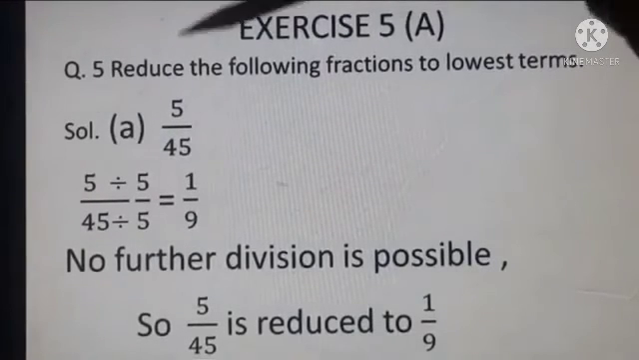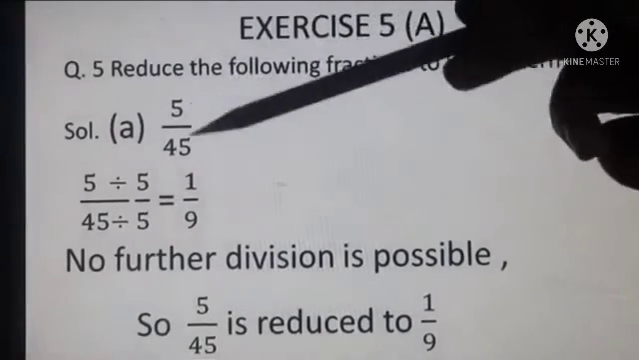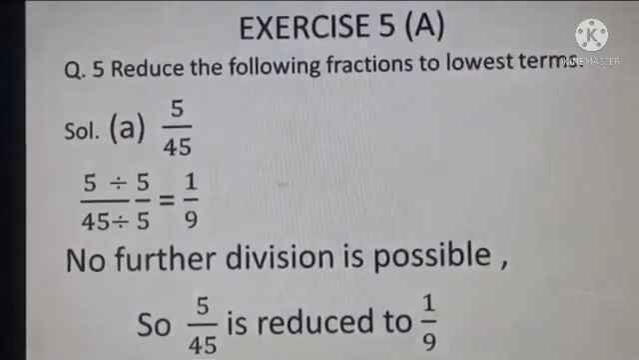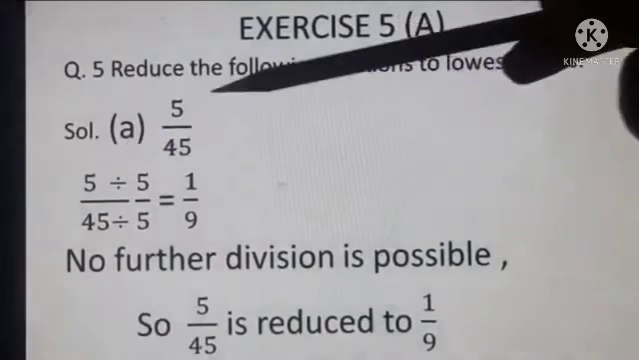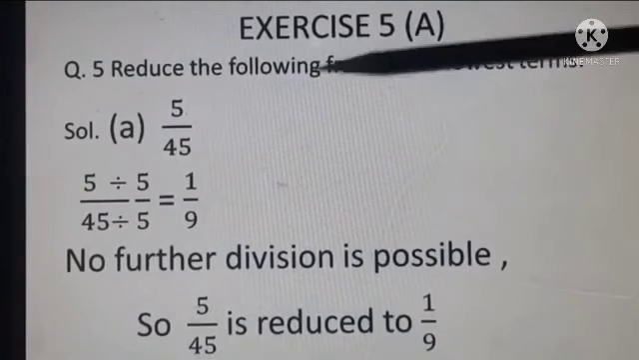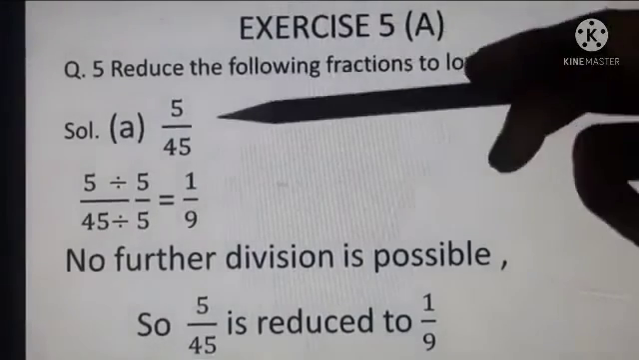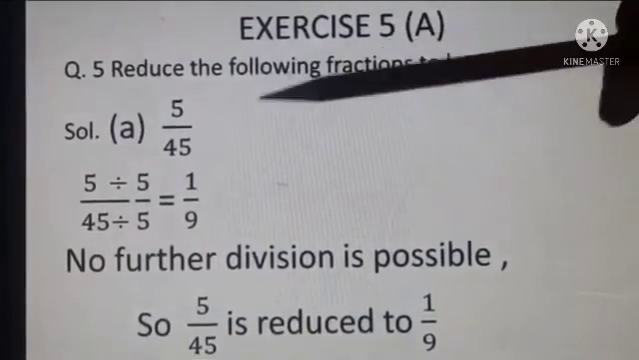Question number 5. Reduce the following fractions to the lowest terms, or it can be lowest forms. A part is 5 upon 45. We know that both the numbers are divisible by 5, so we start the division with that number. We have to take that number which will divide both numerator as well as denominator. Lowest term मतलब छोटी फॉर्म में करना, जो नंबर गिवन है उसको स्मॉल करना.